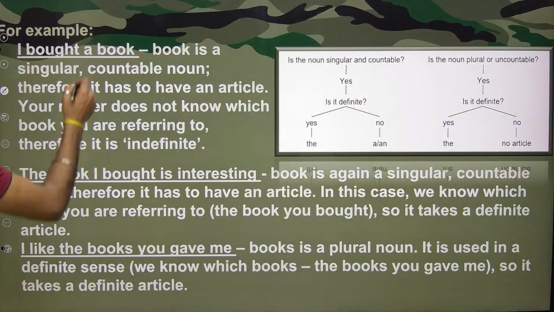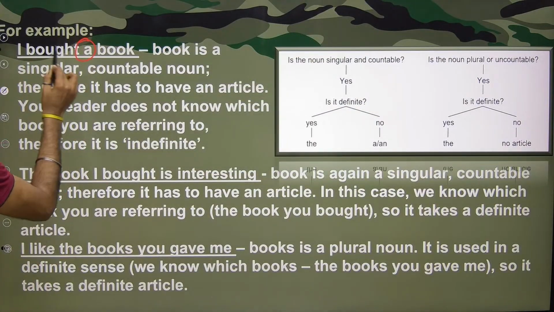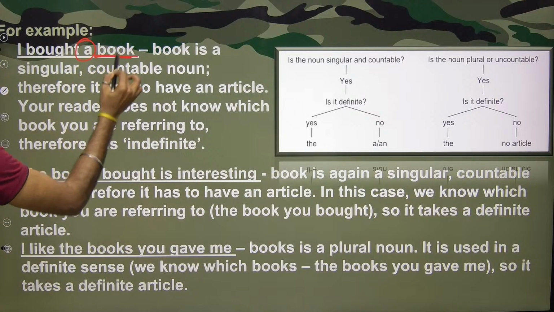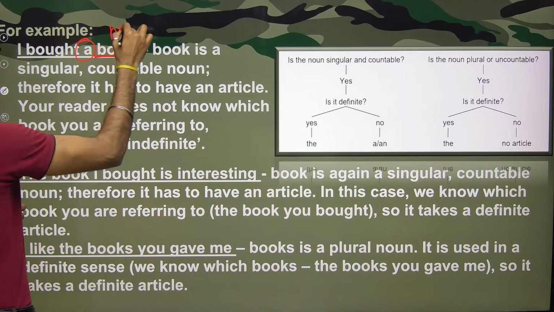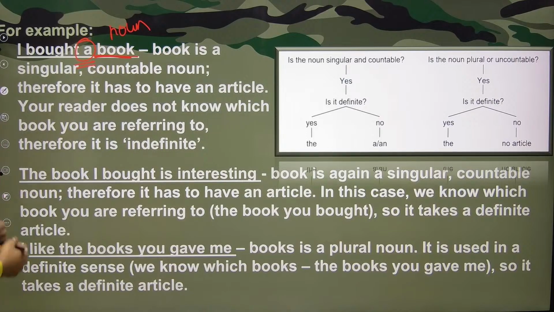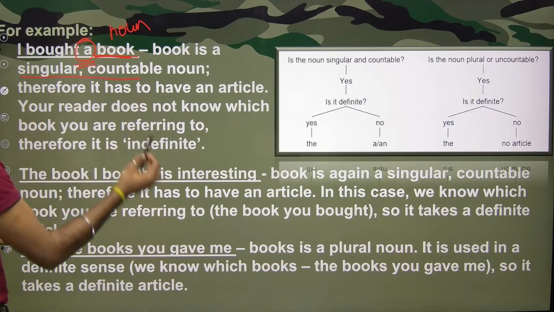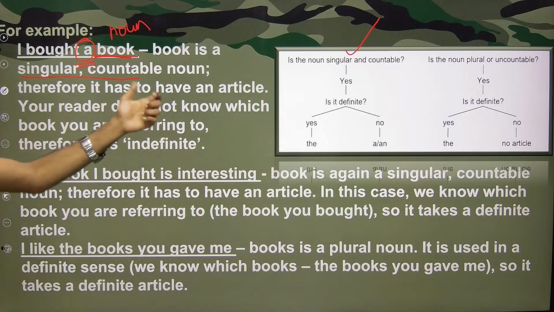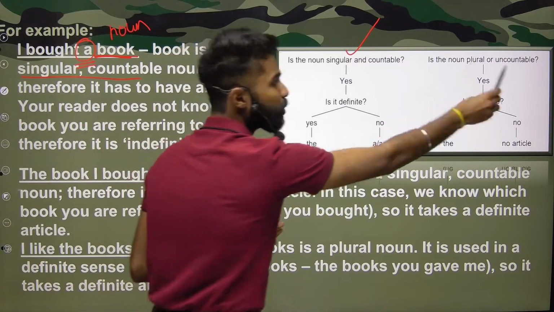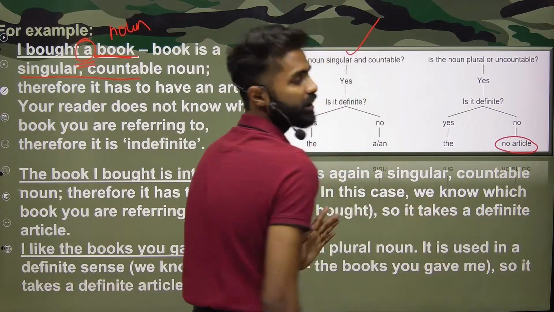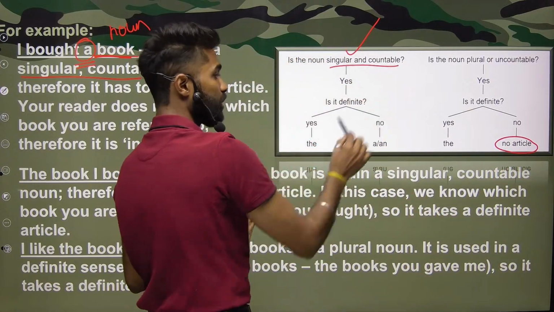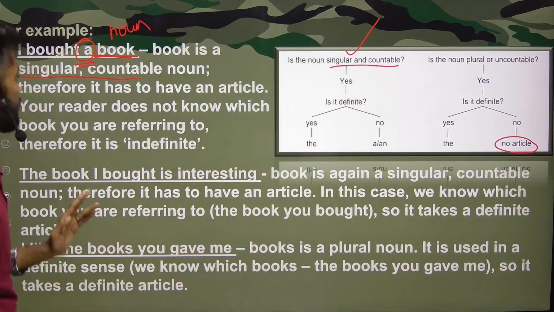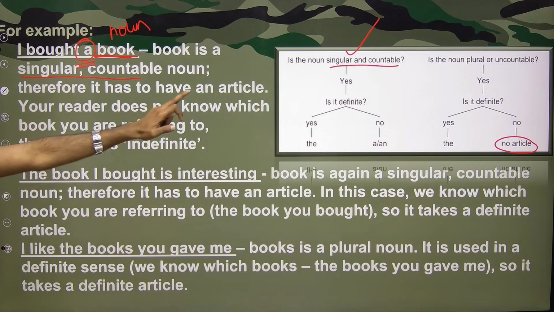I bought a book. Here, book is my noun, and I'm using a. Why? See, book is singular and countable. Therefore, it has to have an article, right? Only if it is plural do I have the option of using no article. But if it is singular and countable, of course it should have an article. Therefore, it has to have an article.